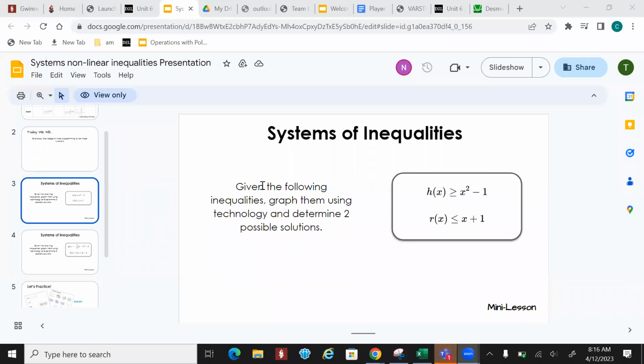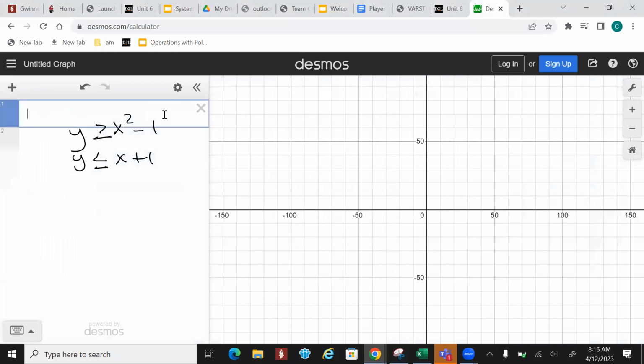Okay, so on the next slide, it says, given the following inequalities, graph them and determine two possible solutions. So all we're going to do is take these two inequalities, x squared minus 1 and x plus 1. I'm going to take these and type them into Desmos.